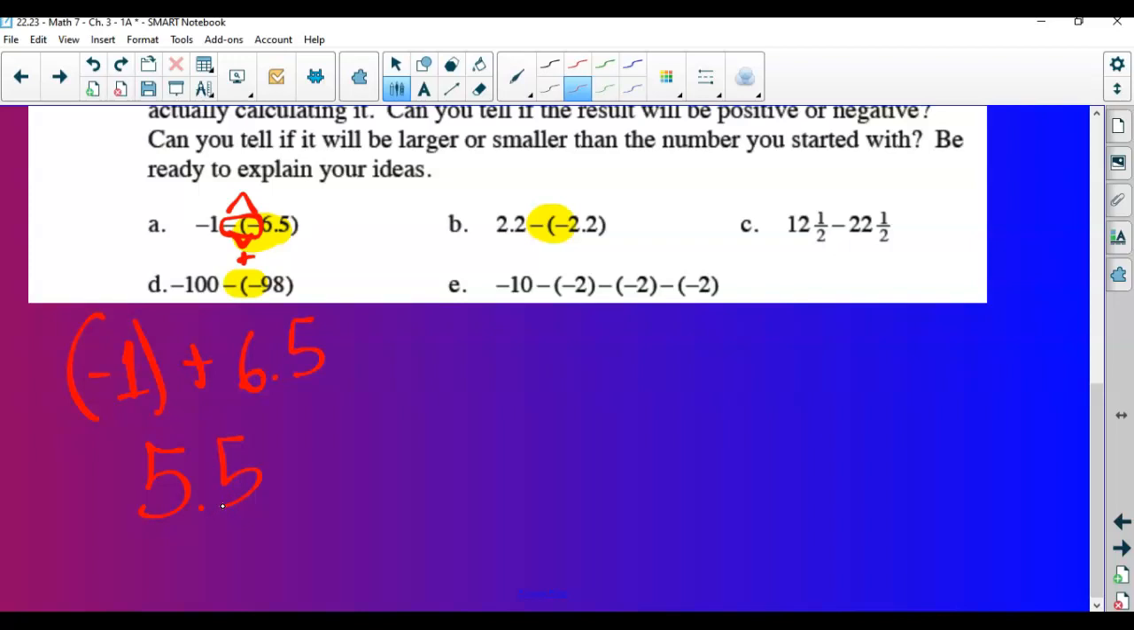What about B? Would it be 0? I don't know. Talk me through what happens. Margot, what about B? Nate? Okay, so since they're two negative symbols, you just smush them together, and it's a positive symbol, and then it's 2.2 plus 2.2, which would be 4.2.